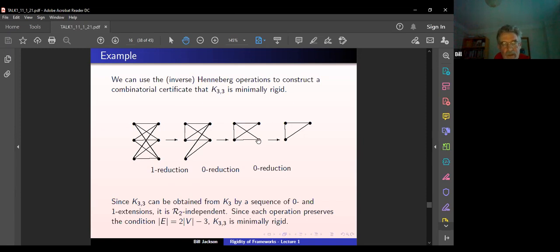And then we do another zero reduction. So we have a vertex of degree 2 and we delete it. Then we end up with a triangle. And it's easy to see that a triangle is minimally rigid, independent. And we also know that when we move from the right to the left by doing a zero extension, a zero extension and a one extension, we preserve independence. So this sequence of 4 graphs gives us a combinatorial certificate that K33 is independent. And because it's got 9 edges, this means it's minimally rigid.